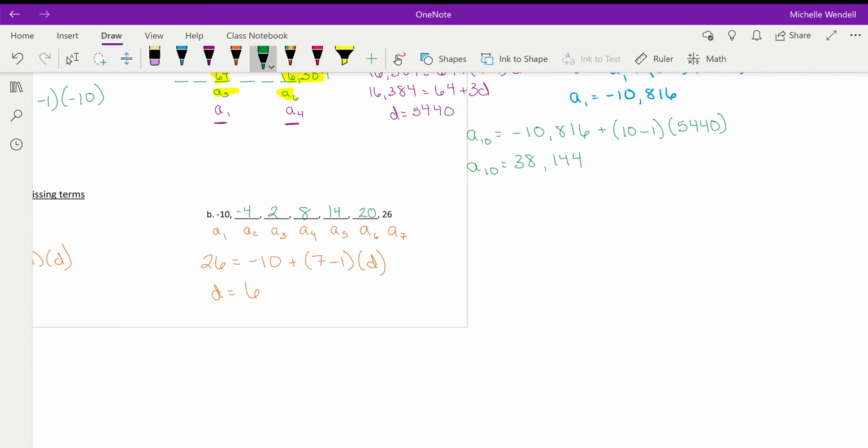One thing I want to point out before I finish this video is this piece right here, the 7 minus 1 times d. If I simplified that before I solved this, I would have 26 equals negative 10 plus 6d. So what does that 6d mean? Well, if you look at our sequence here, starting at negative 10, I have 1, 2, 3, 4, 5, 6 differences to get to the 7th term. So I'll let that sink in. If you have any questions, let me know.